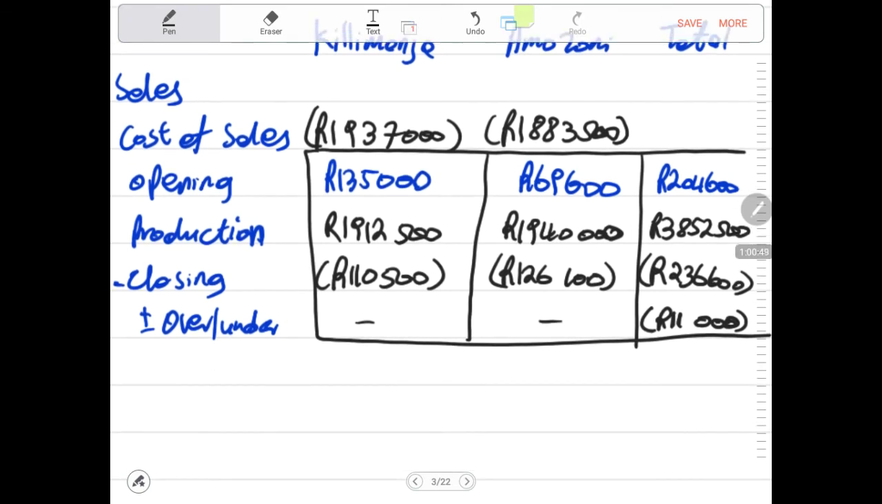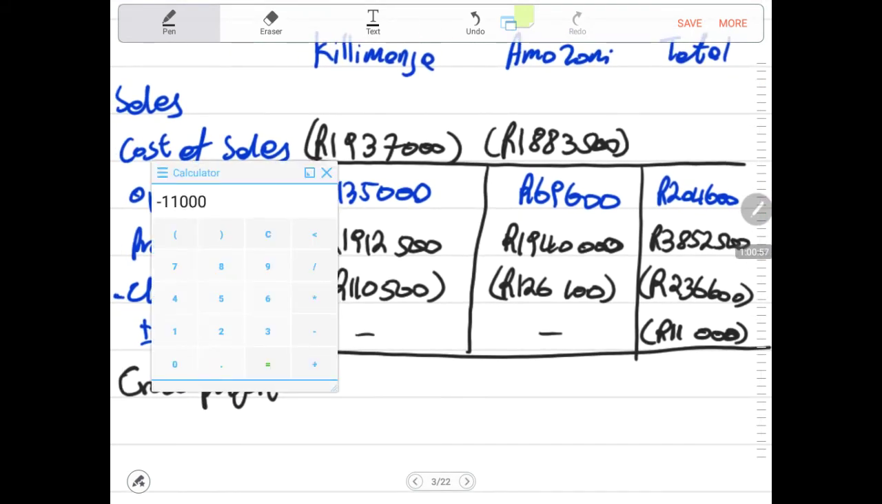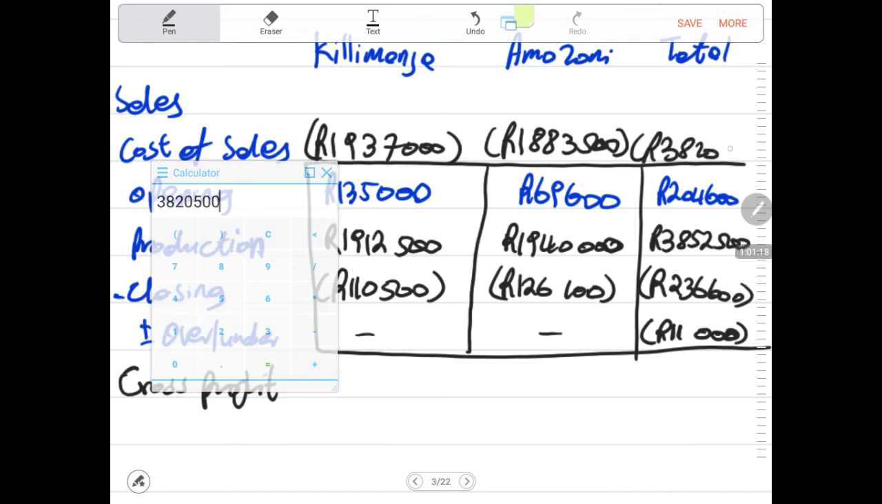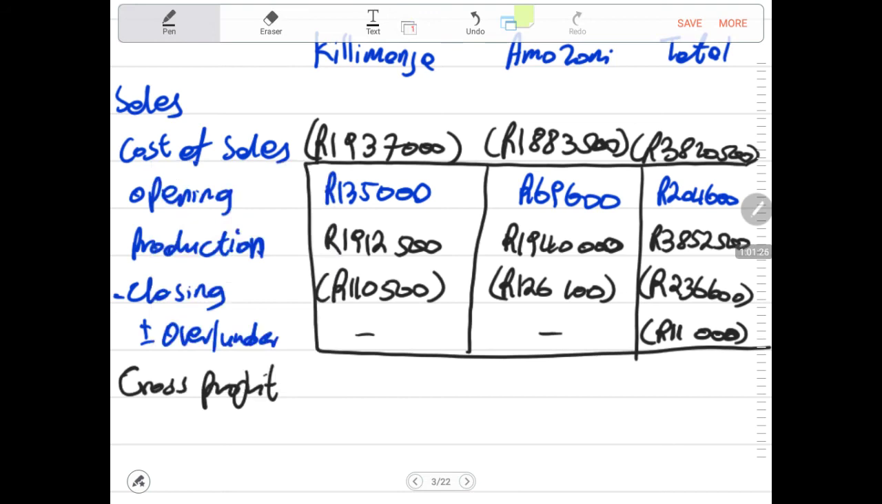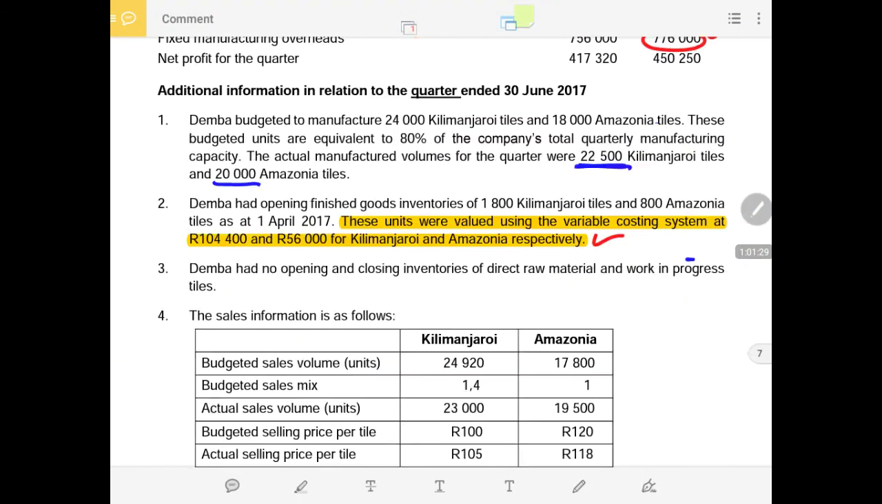Then after we'll get to our gross profit. So the total of these two will be 1,937,000 plus 1,883,500, which is 3,820,500. Then let me come to my sales now that I've been forgetting for a long time.